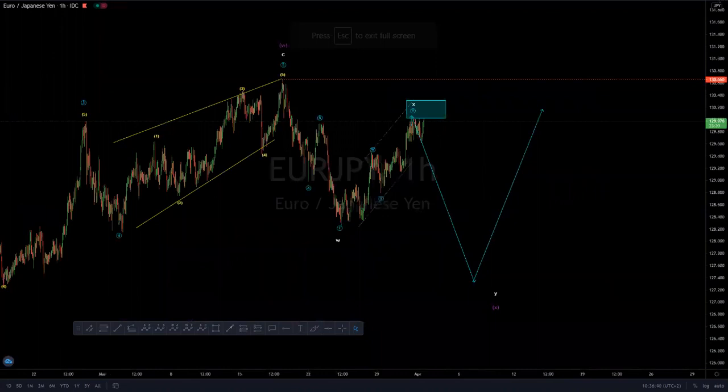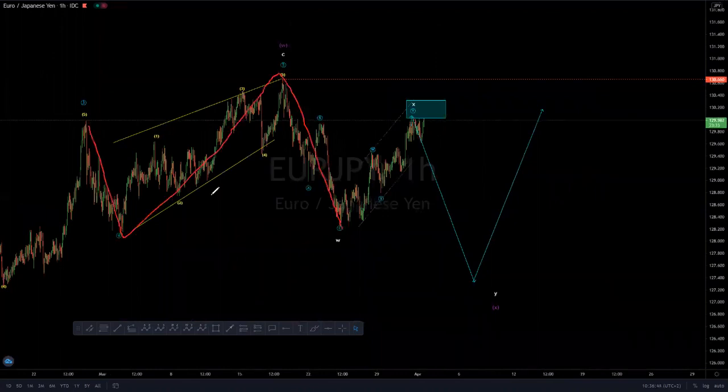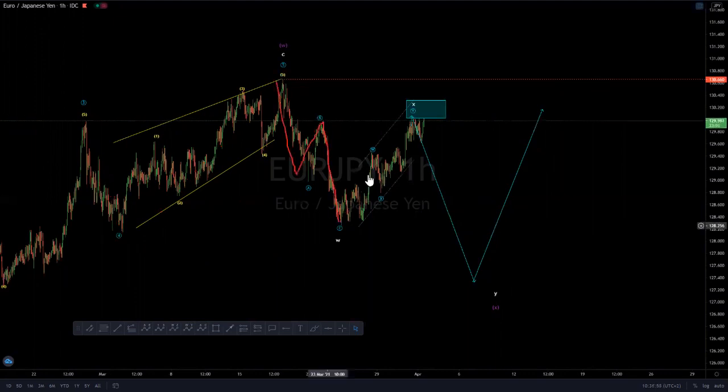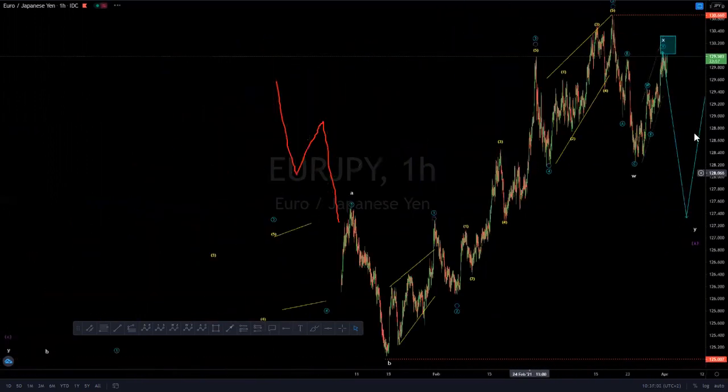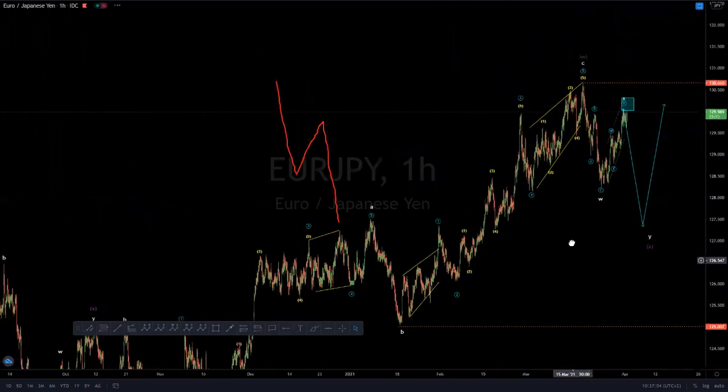I understand there was an alternative structure that we might have here as a flat, but I'm not looking for that. I'm not looking for this flat here. I'm looking for this move to the downside, and I'm expecting that this does not look like it is enough to correct this whole move here. We are looking for a correction for this whole move.